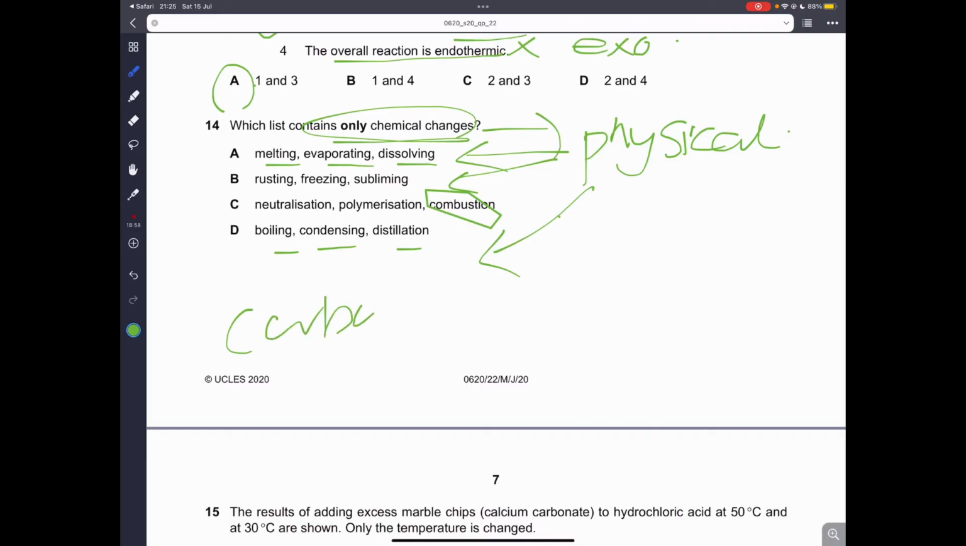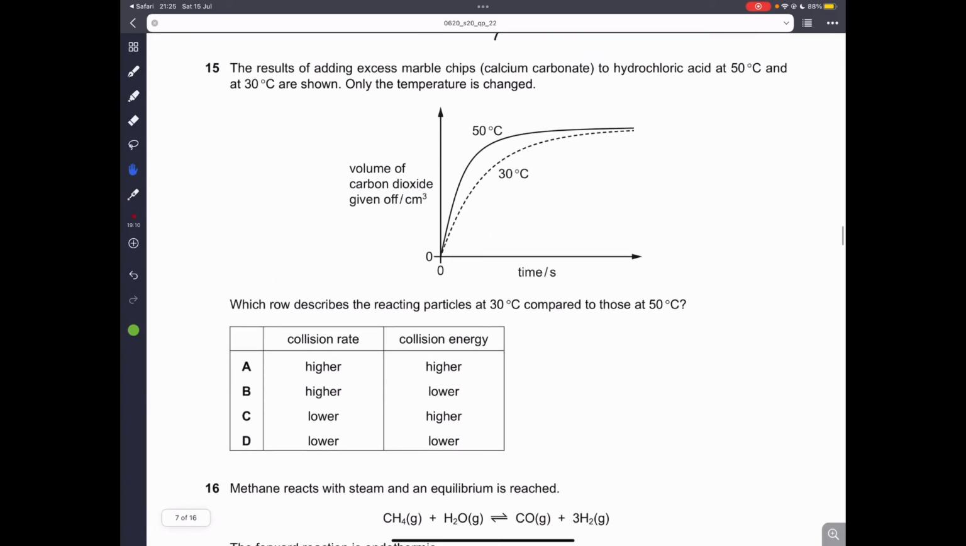the carbon organic molecules with oxygen to produce carbon dioxide and water. Now this is a chemical reaction. Neutralization as well is acid and base, and therefore C is the correct answer. Question 15. The result of adding excess marble chips to hydrochloric acid at 50 degrees Celsius and 30 degrees Celsius are shown. Only the temperature is changed. Which rules describes the reacting particles at 30 degrees Celsius compared to those at 50 degrees Celsius?